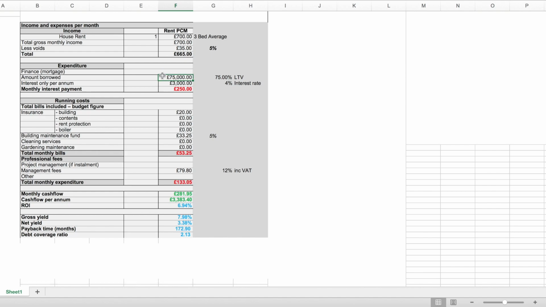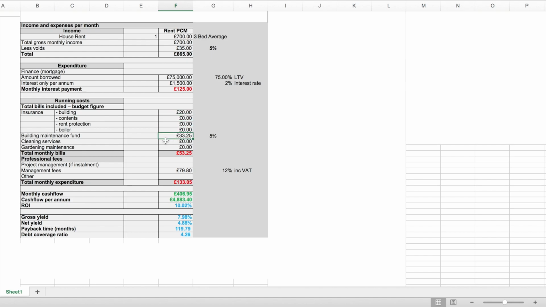If you have a buy-to-let mortgage on this, then you can just put all this in: 75% loan to value, 4% interest rate. You'd probably be on about 2% on a buy-to-let really, but anyway, that's just for you to stick in there. It works out your monthly interest payment in red. Next, you've got other outgoings, so things like insurance. Stick that in there. You might have boiler insurance, rent protection, contents and buildings. That all goes in there.